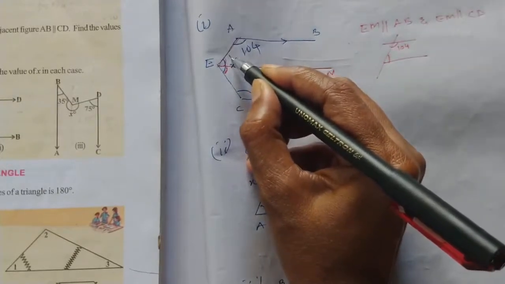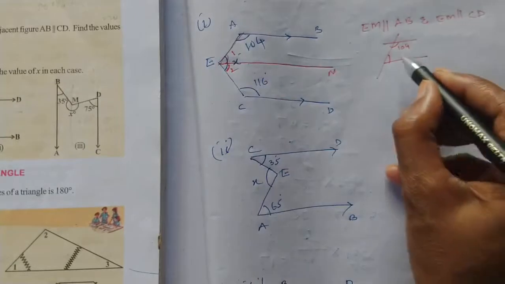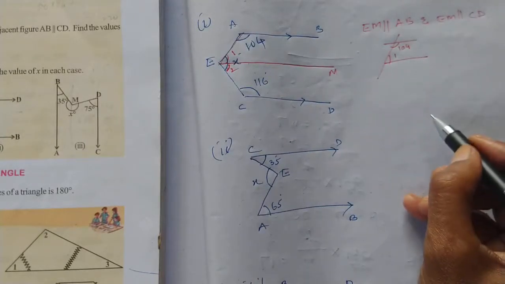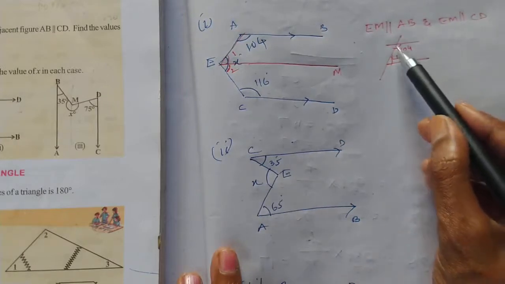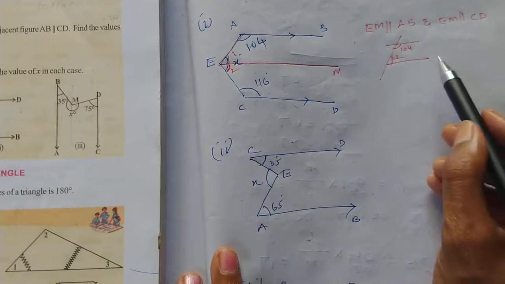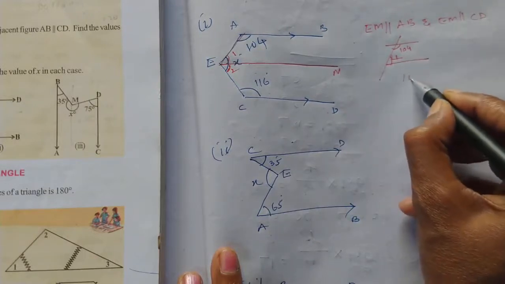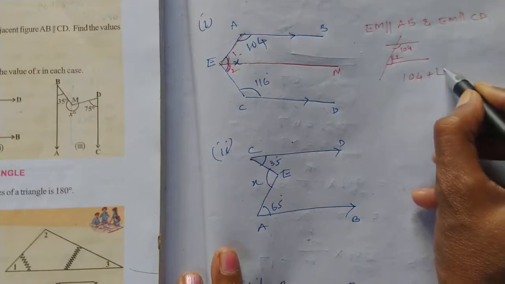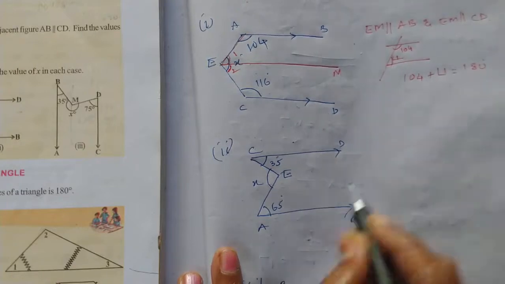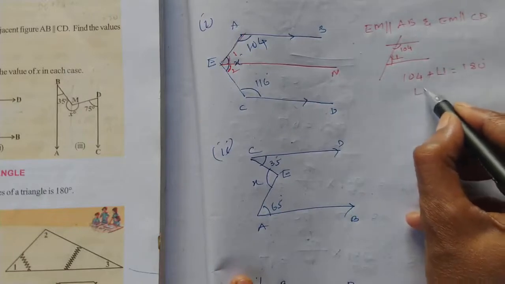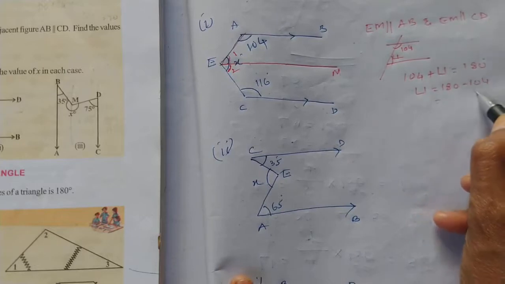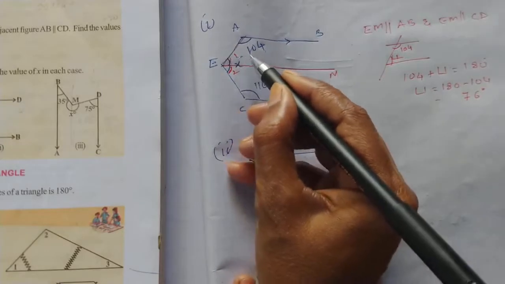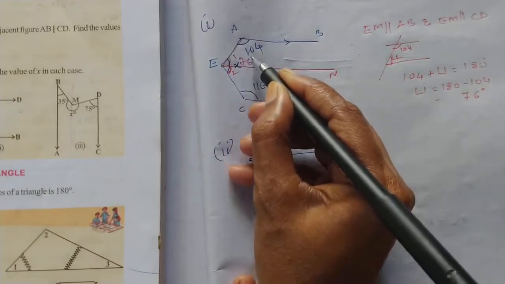I will give names to these angles, 1 and 2. So, this is angle 1. Interior angles on the same side of the transversal are supplementary to each other. Therefore, 104 degrees plus angle 1 is equal to 180 degrees. Then angle 1 is equal to 180 minus 104, which is 76 degrees. So here one angle is 76 degrees.